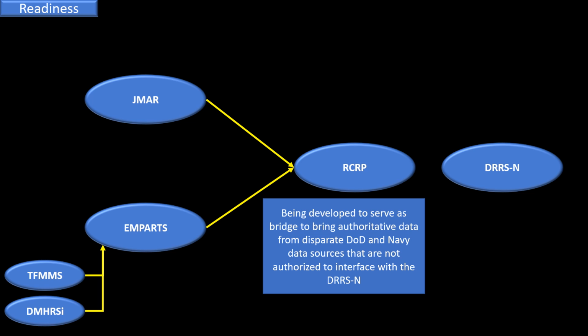So we say the Readiness Cost Reporting Program is being developed to serve as a bridge to bring the authoritative data to the disparate DoD and Navy data sources that are not authorized to interface with DRRS TAC-N. So that's going to pull the information from MPARTS, as far as readiness goes, for all our BSO 18 personnel, and it's going to pull all the logistical information from JMAR, and it's going to be able to interface to feed it into what the DoD wants, the system we got to use for the DoD, which is our Defense Readiness Reporting System TAC Navy.